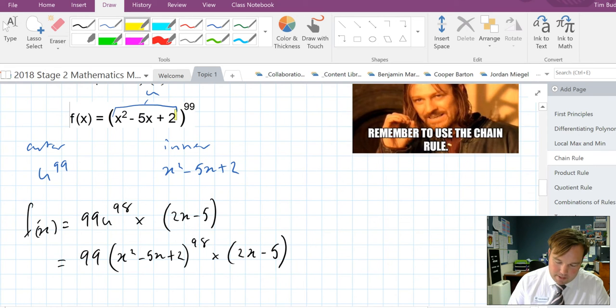Essentially, the outer is differentiated, multiplied by the differential of the inner, and then just remembering that you can't leave it as u, you must sub the inner back in. So that there goes in there.